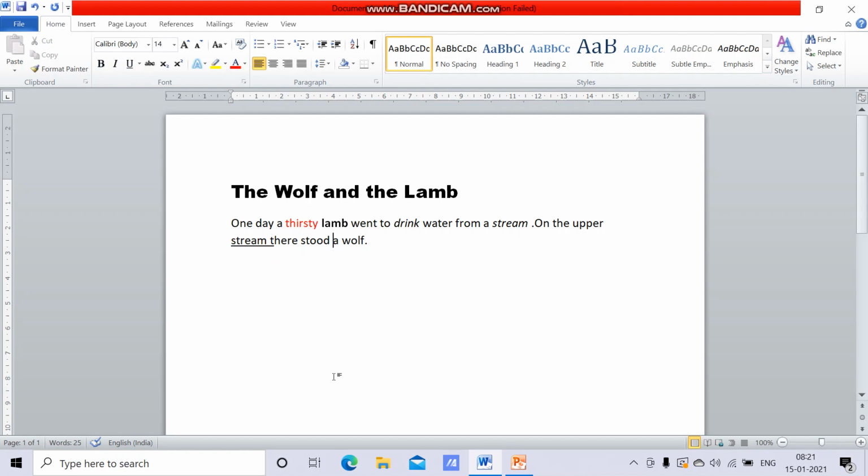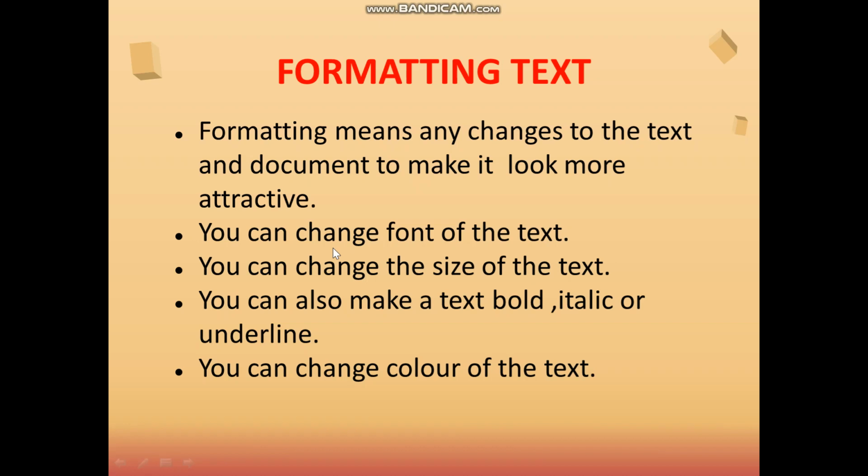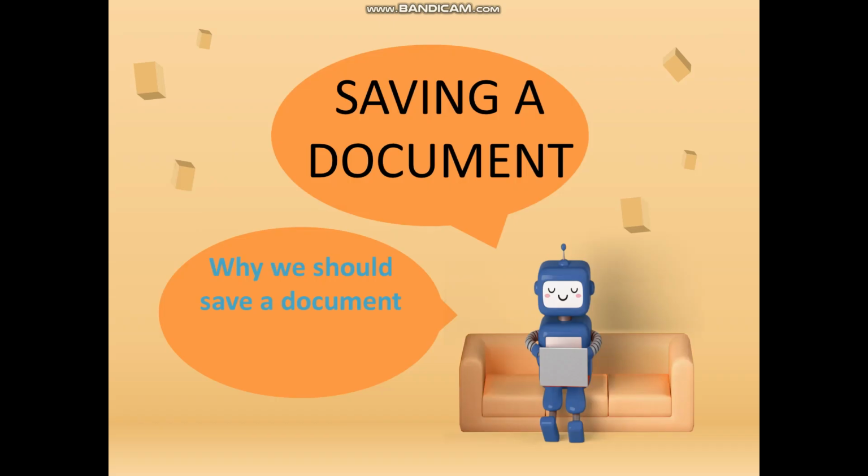So now you know how to change the font, how to change the size, how to change the text into bold, italics or underline. And you also know how to change the color of the text. Now you have completed your work of writing and formatting. What comes next? Next is to save the document.